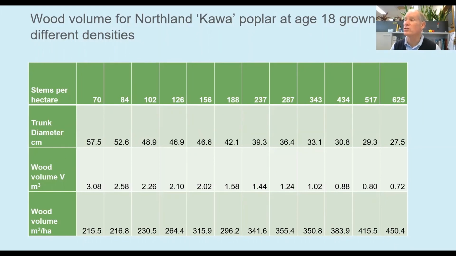Close planted trials, often Van Nelder pattern, are used to assess timber potential of poplars at a range of densities. The example given here for 18-year-old Kawa poplar shows that DBHs are close to 50 centimetres for medium densities at this age.